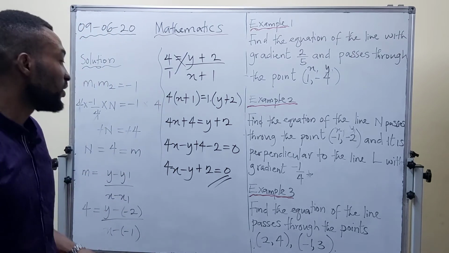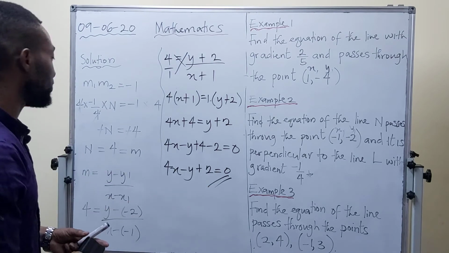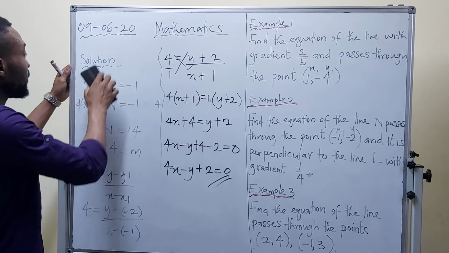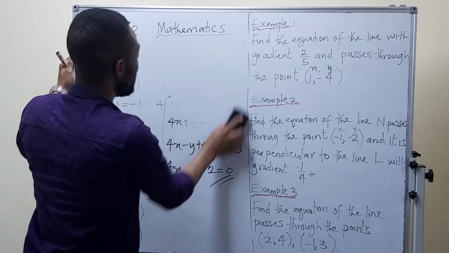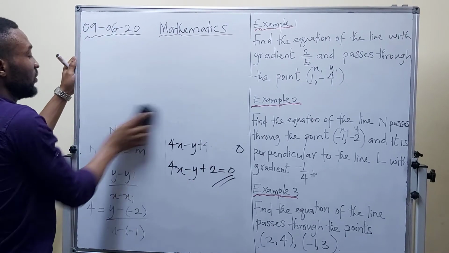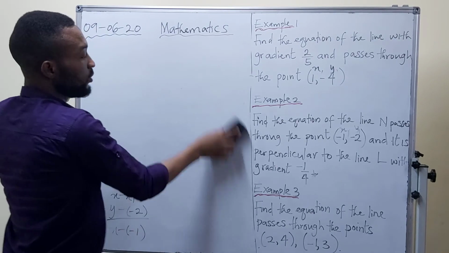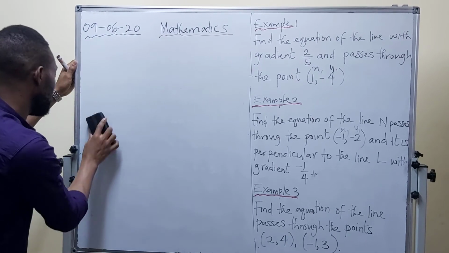So let me solve the final one here, which is example number 3. So for you to be able to see a different side of which you can solve anything on the gradient of a straight line.